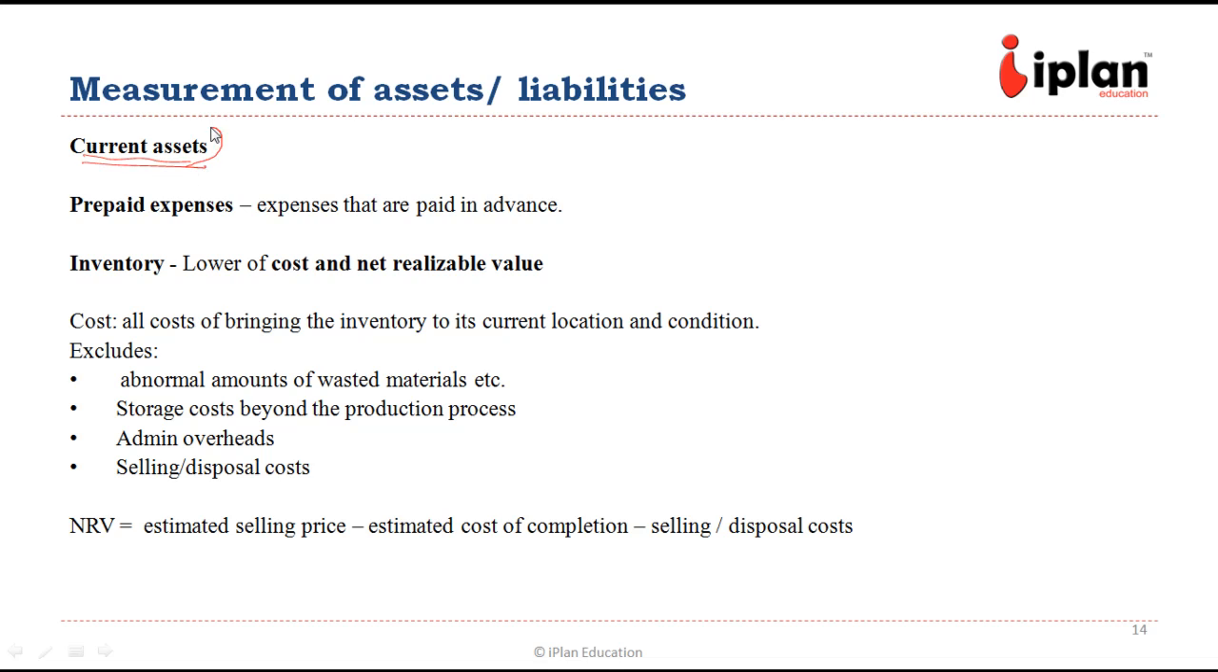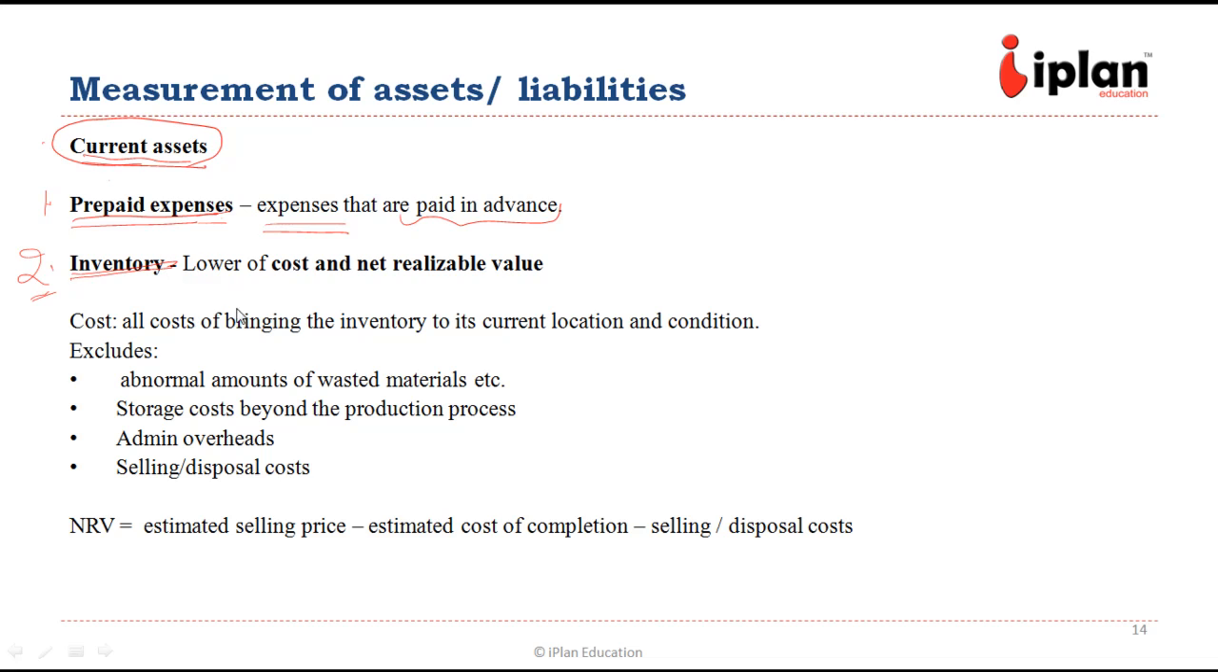So we have different types of current assets. So first one is prepaid expense. We have already seen the expenses which have been paid in the advance but have not been consumed. So they are our current assets. They are going to be consumed in future. We have already paid for them. So that is first type of current asset.